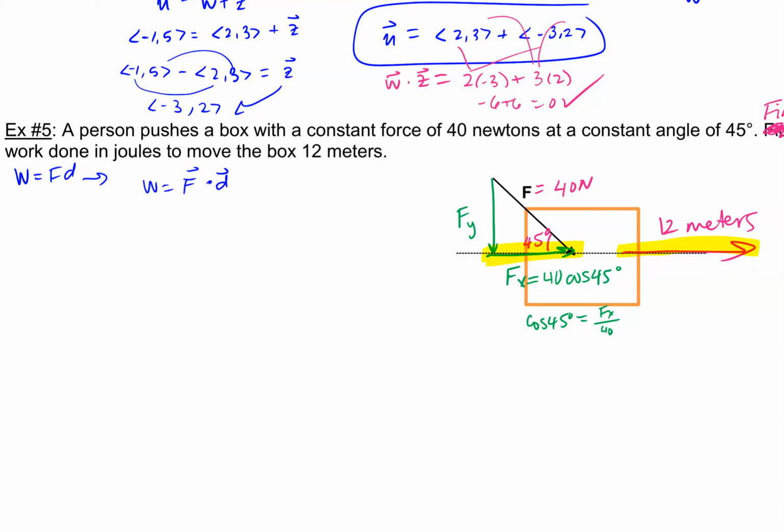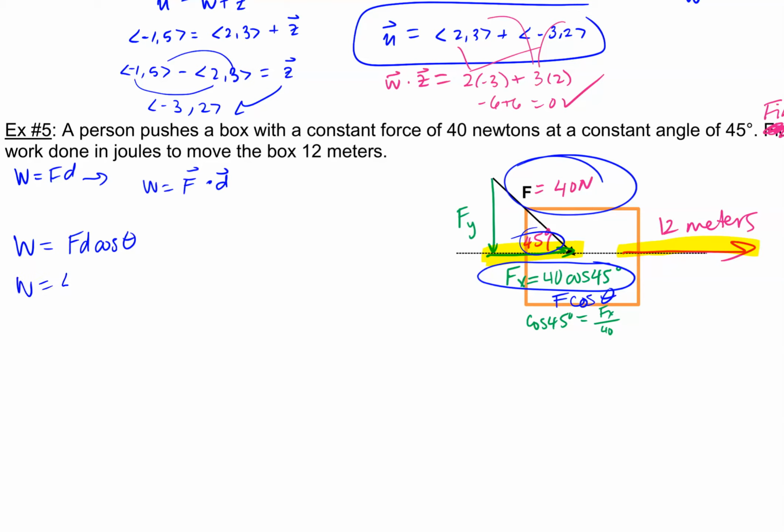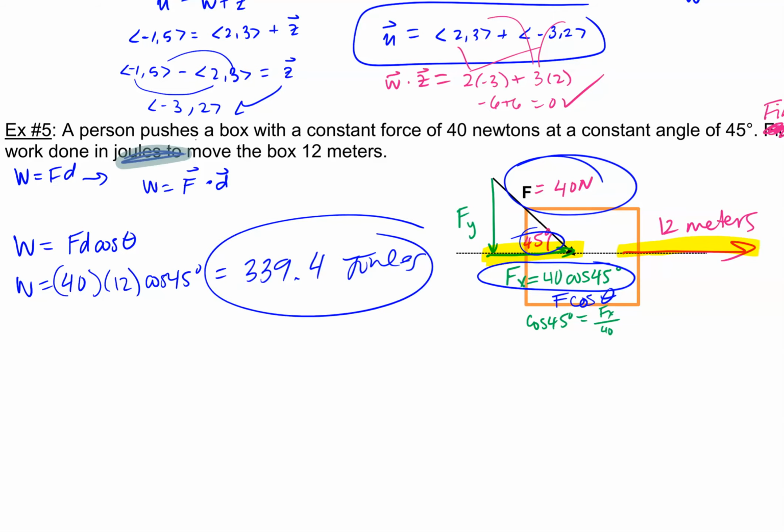Okay. So my work is going to be equal to force times distance times cosine theta, right? Because it's F. So this is my force, which is my hypotenuse, times cosine theta, and that's my theta is 45 here. Okay, so if I plug in, I get 40 times my distance of 12 times my theta, which is cosine 45 degrees. All right, so we get 339.4 joules. Work is just in joules. So I told you it was in joules, so I told you the units to put.